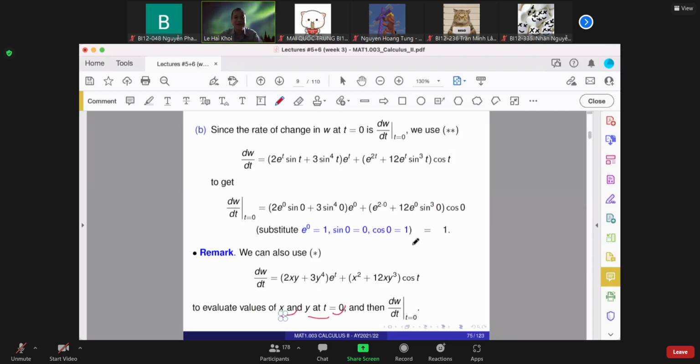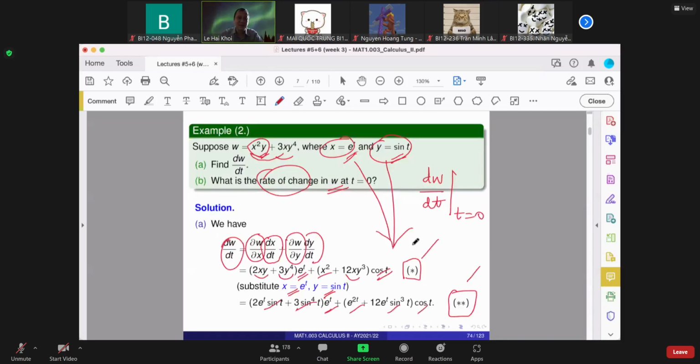But more or less, in this example, we should remember the formula for the derivative using the chain rule, and you should remember that when we talk about the rate of change, it means that we are dealing with the derivative. Okay.